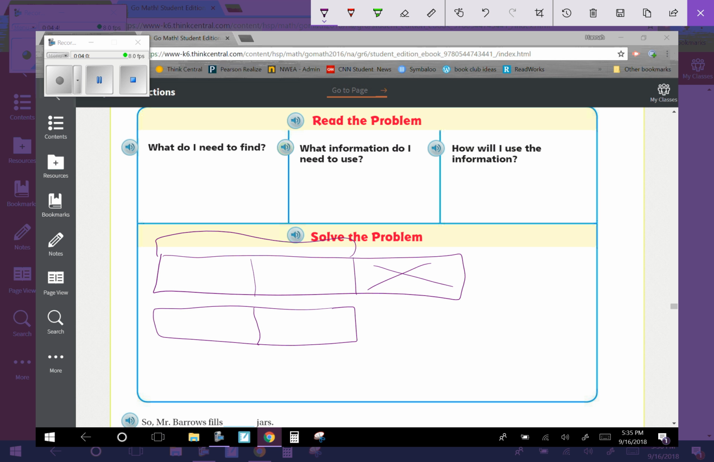It says he has 1/6 cup left over, and he puts 1/12 in each. So if we break this into, he has this left, and then he used all of this.